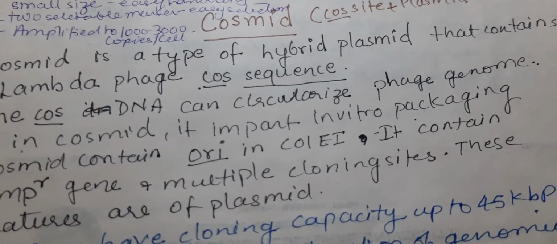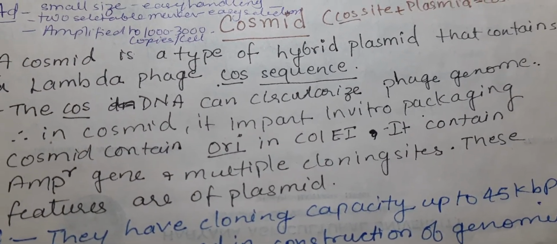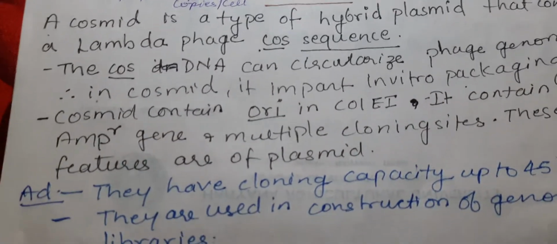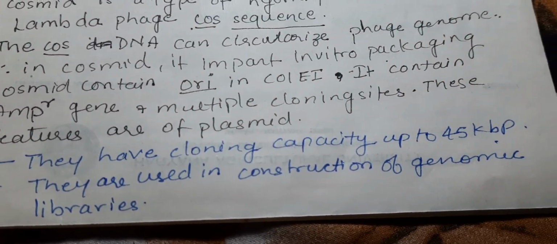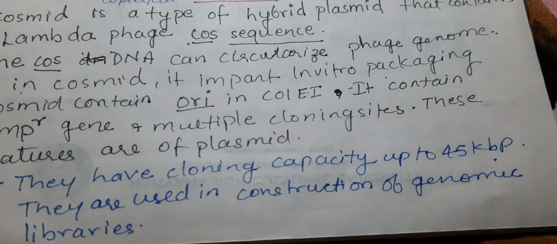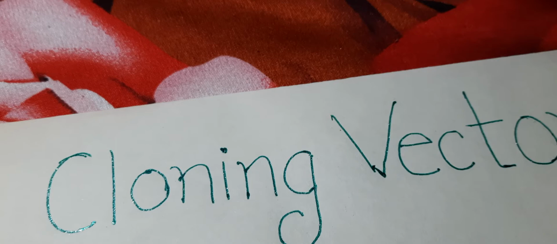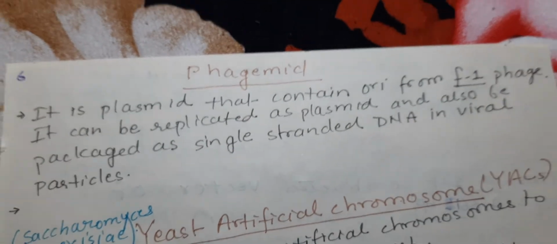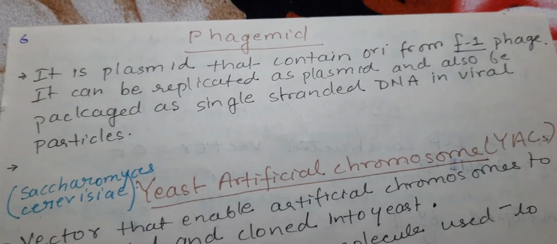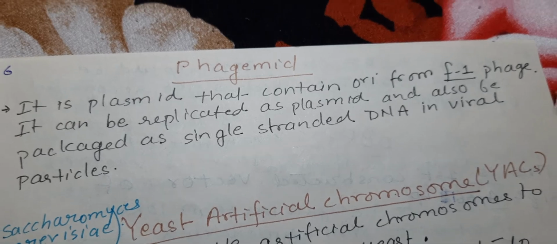Then a cosmid contains an origin of replication from ColE1, and it contains an ampicillin resistance gene and a multiple cloning site. So these are the features which are imparted from the plasmid. The advantage is that they have a cloning capacity up to 45 kilo base pair, and they are especially used in the construction of genomic libraries. Okay, so next is the phasmid. It is a plasmid that contains an origin of replication from F1 phage, and it can be replicated as a plasmid and also be packaged as single stranded DNA in viral particles.